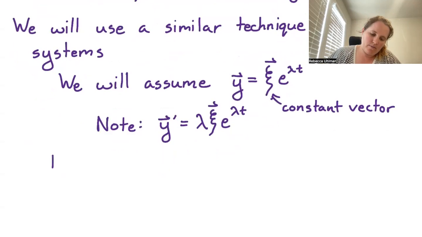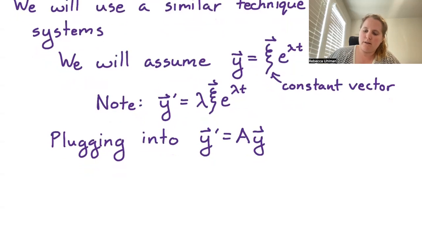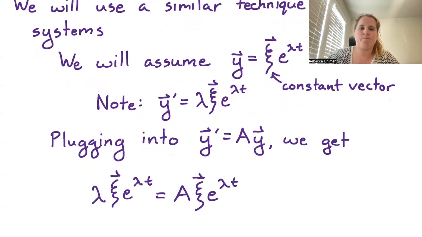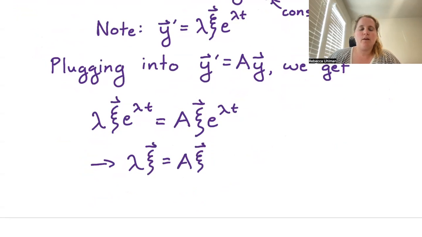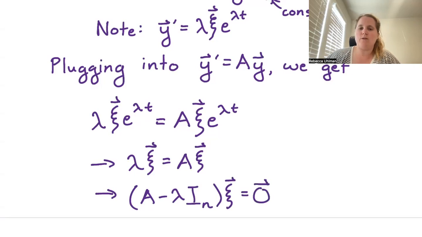So note that we would have y prime is simply equal to lambda times psi e to the lambda t. I should note here that psi is just a constant vector. So plugging into y prime equals Ay, we get that lambda times psi e to the lambda t is equal to A times psi times e to the lambda t. And so this means that lambda times psi must be equal to A times psi. Or in other words, we can rewrite this as A minus lambda times the n by n identity matrix, all multiplying psi, should be equal to 0, the zero vector.